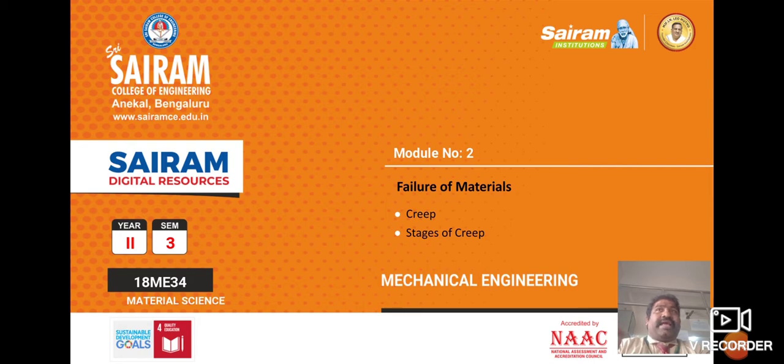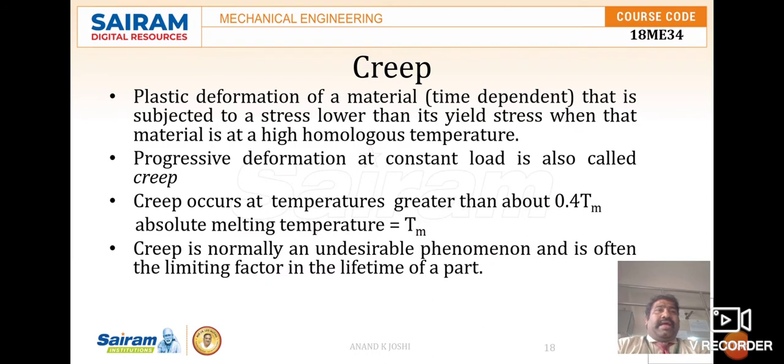Creep can be defined as a time dependent and permanent deformation of material when it is subjected to a constant load at high temperatures, greater than around 0.4 of the melting temperature. Let us discuss creep and its stages in detail. As I told, creep occurs at temperatures greater than about 0.4 Tm, where Tm is the absolute melting temperature.